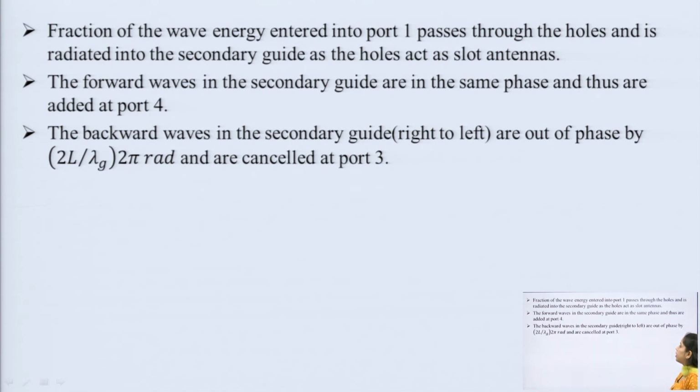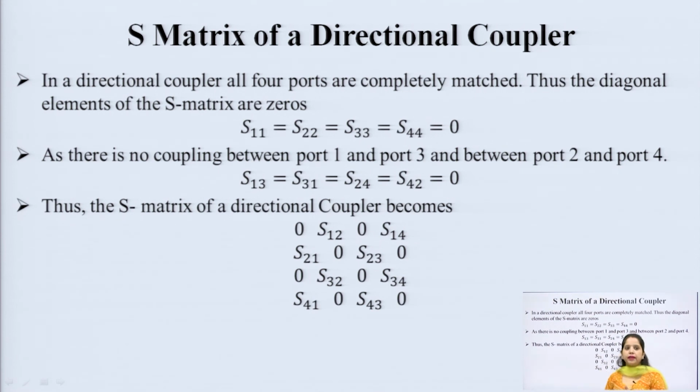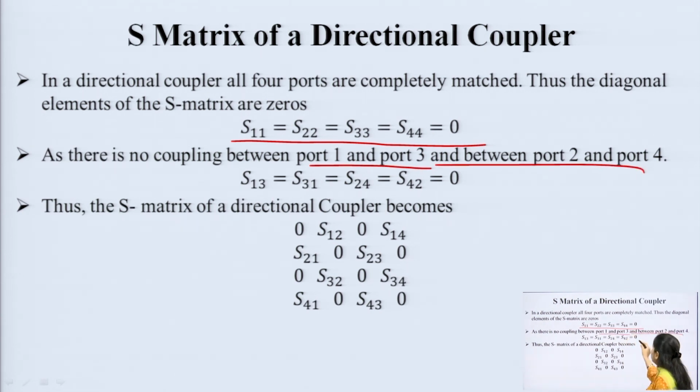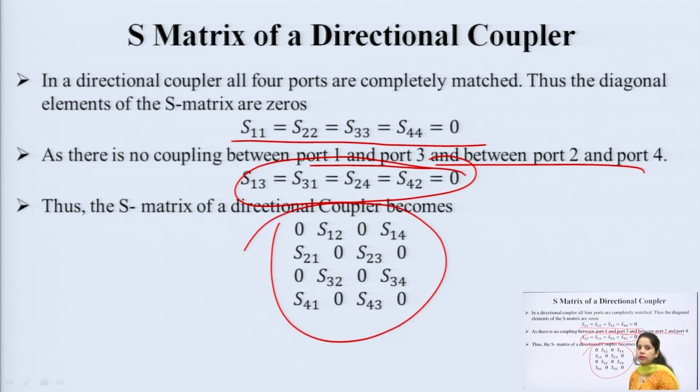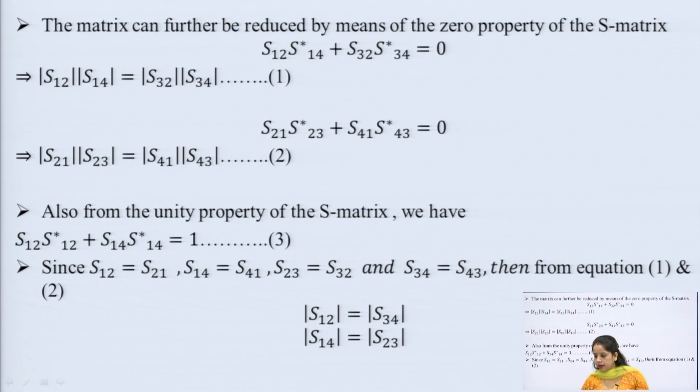The fraction of the wave energy entering port 1 passes through the holes and is let into the secondary waveguide, as the holes act as a slot antenna. And as per that, we are able to get the matrix of a directional coupler. All ports are assumed to be matched, that is why this condition. There is no coupling between port 1 and port 3 and between port 2 and port 4. So, as per this matrix we are able to get the result.